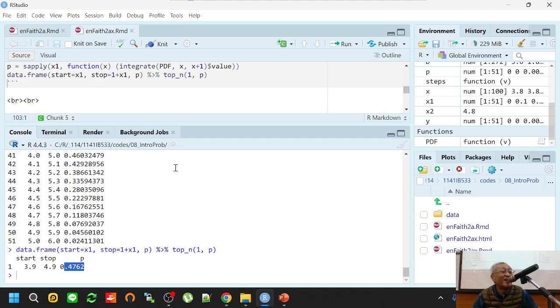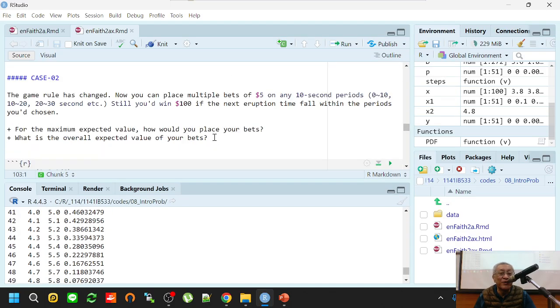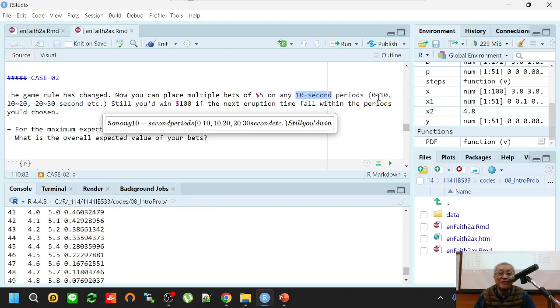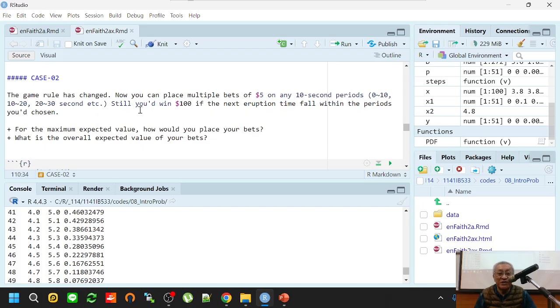Okay. Now, let's take a look at the second case. The second case is a little bit more complicated. Now you can place multiple bets, $5 per bet, and you can bet on every 10-second period, like 0 to 10, and like 3 minutes 20 to 3 minutes 30 seconds. Still you will win $100 if the next Russian falls within the period that you have chosen.